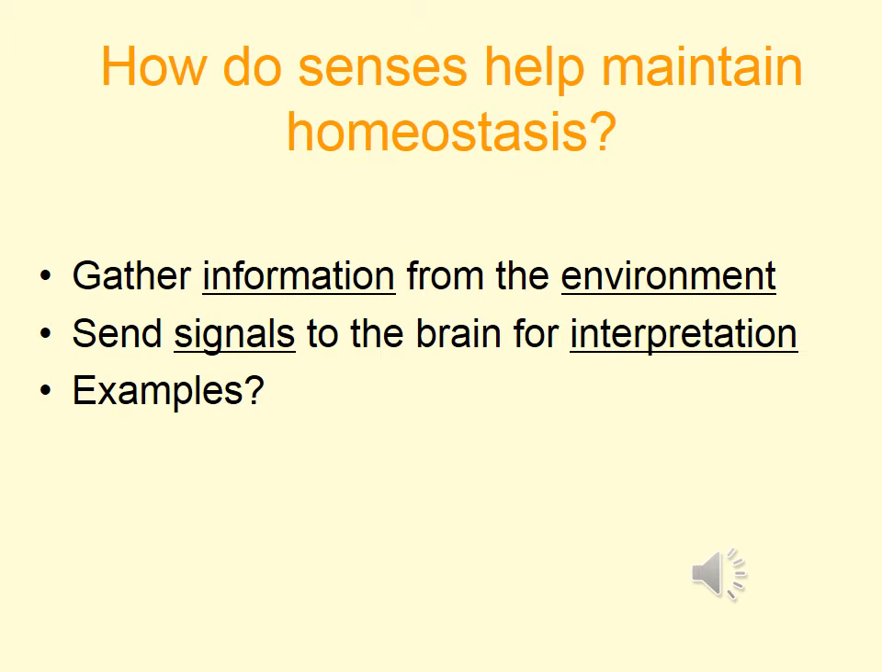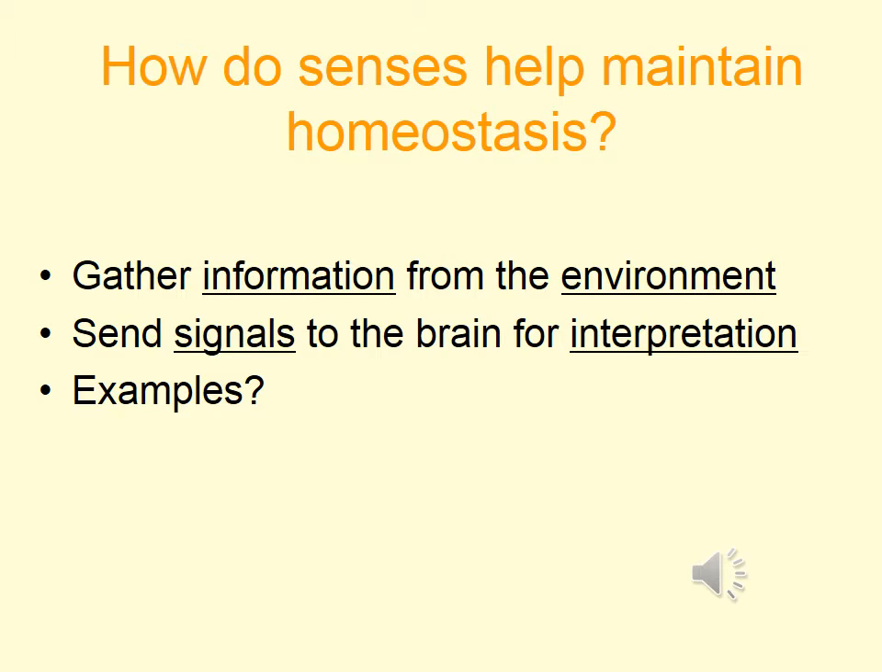Okay, so first of all, how do senses help maintain homeostasis? So the senses gather information from the environment and send these signals to the brain for interpretation. Some examples that you can think of as we do this would be helpful to add here. These are not going to pop up, so you can start thinking of some examples of what your body's doing right now to maintain homeostasis.